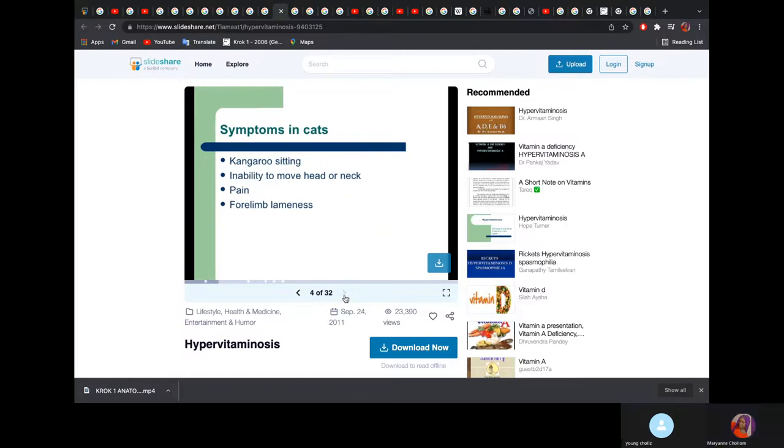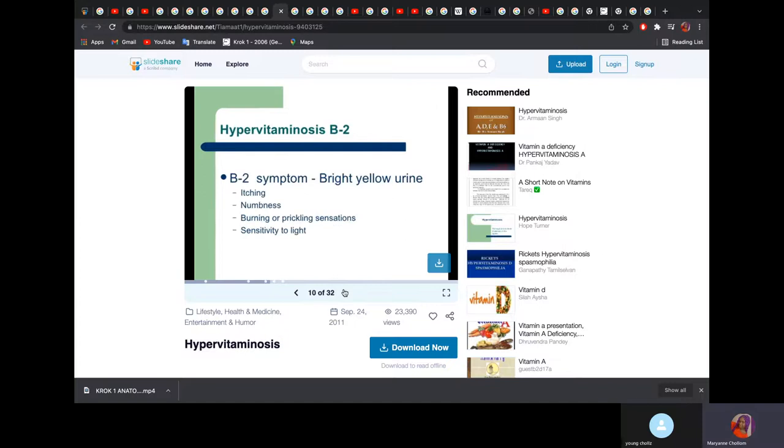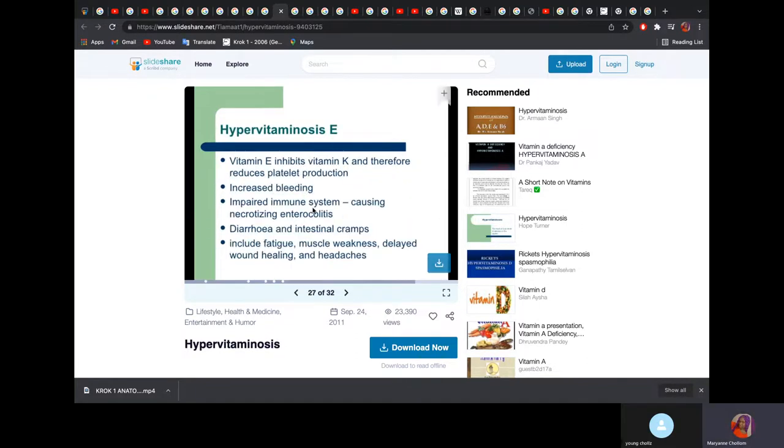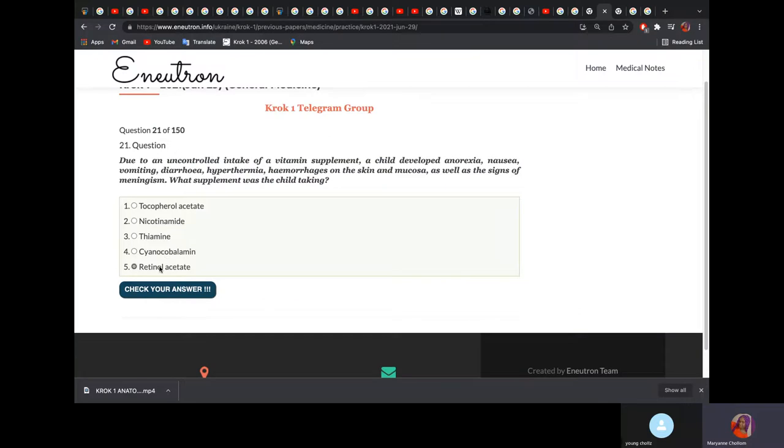With hypervitaminosis A, as you can see, the major signs have to do with inability to move the head or neck, like signs of meningitis, pain. There's also bleeding, and there's also headache in hypervitaminosis A. It's very important to differentiate between hypervitaminoses. In hypervitaminosis E, there will still be those signs, but the only difference is that you see impaired immune system causing necrotizing enterocolitis. So because of that, our answer will be hypervitaminosis of vitamin A, because of the classic signs of hemorrhage, hypothermia, diarrhea, meningitis.